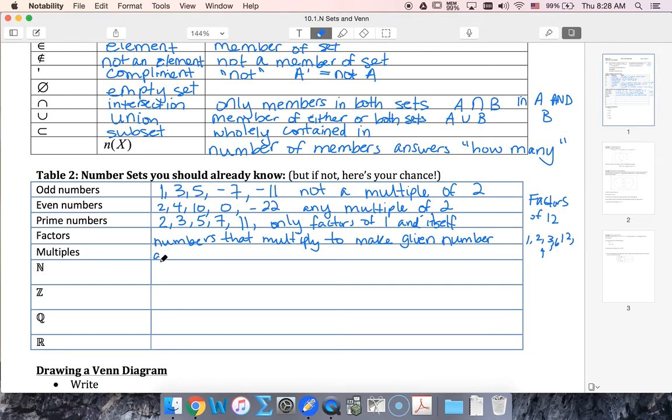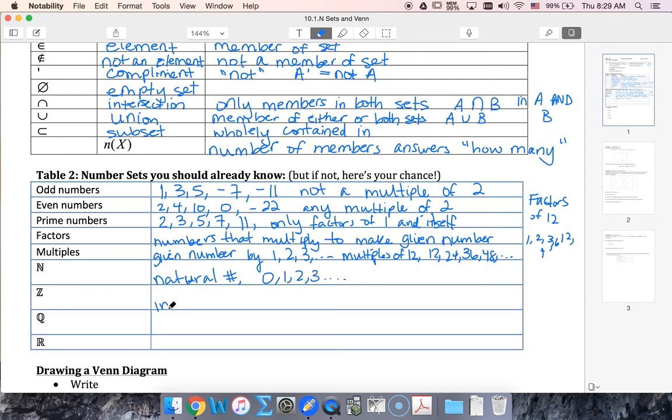Multiples are, we take the given number and then we multiply it by 1, 2, 3, etc. So the multiples of 12 would be 12, 24, 36, 48, etc. This N is our natural numbers. We start with 0, then 1, 2, 3, etc.